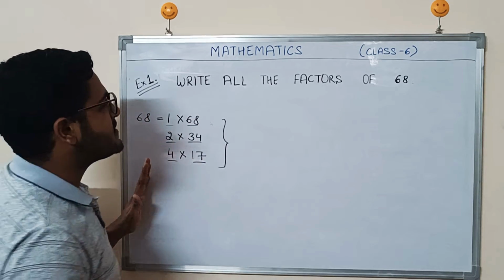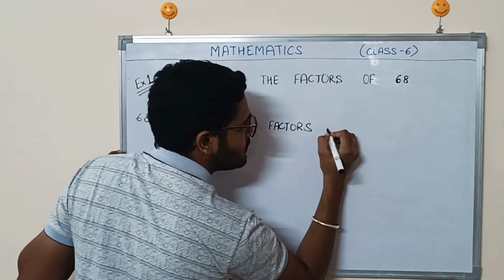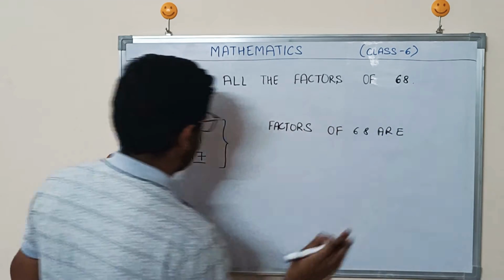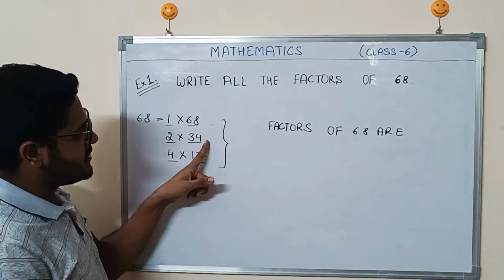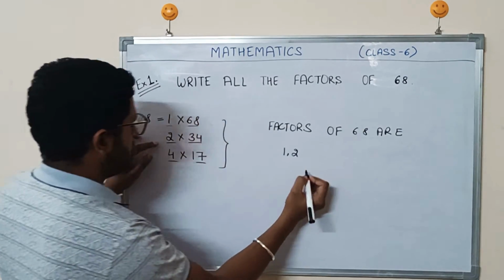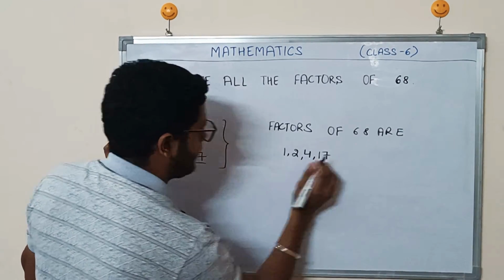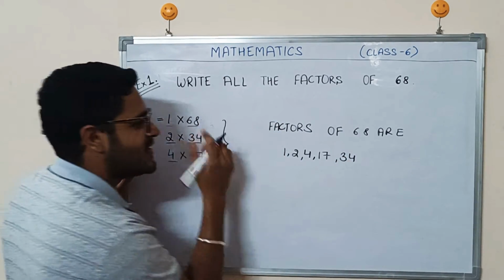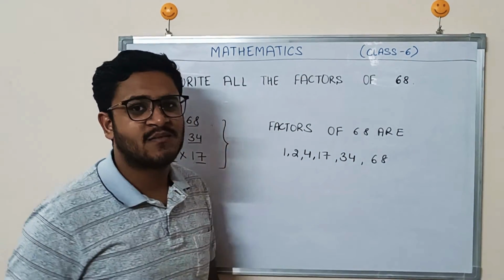And from here, what we can say is the factors of 68 are, what are the factors of 68 now? 1, 2, 4, 17, 34 and 68. The factors of 68 are 1, 2, 4, 17, 34 and the last is 68. Now let's do one more example to understand this better.